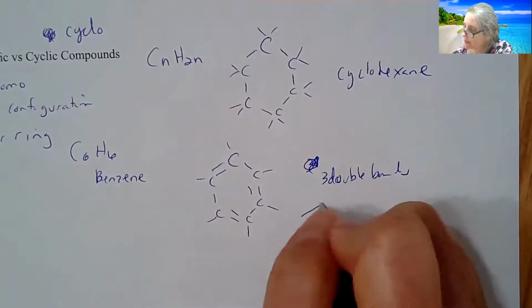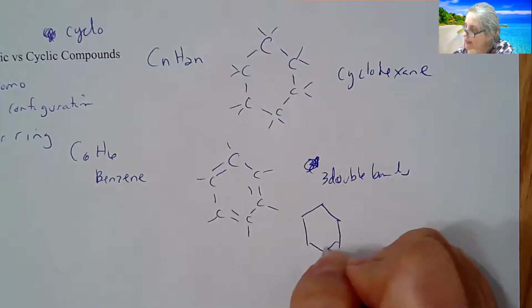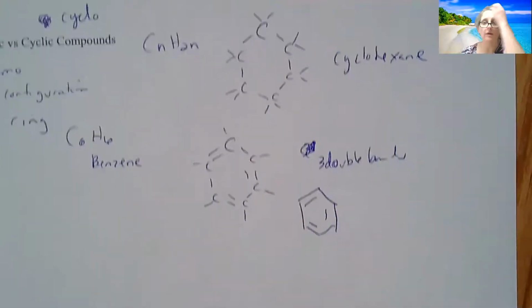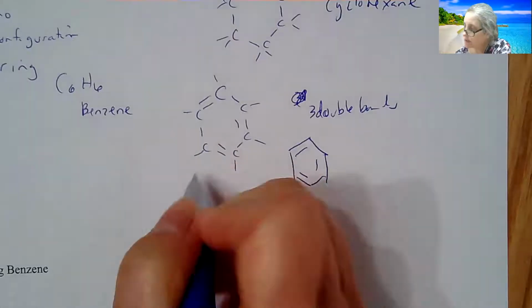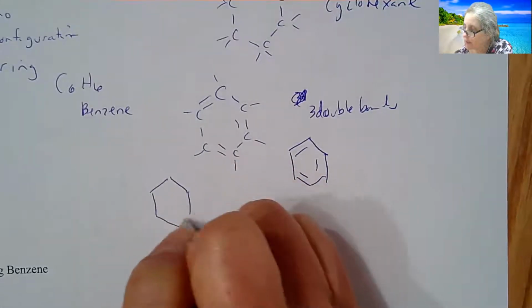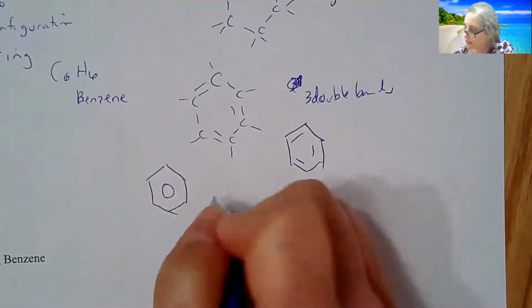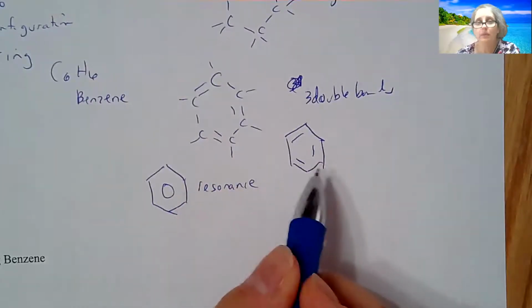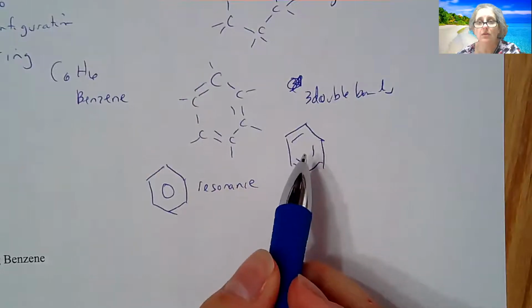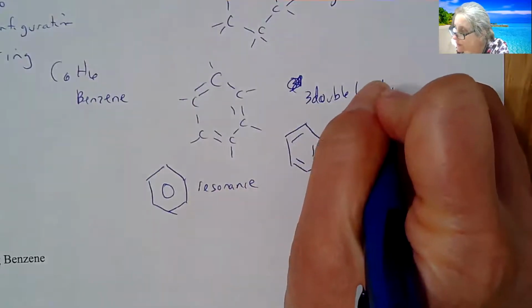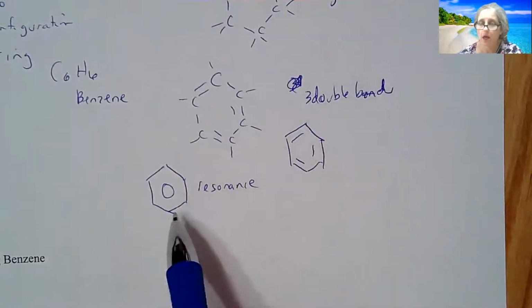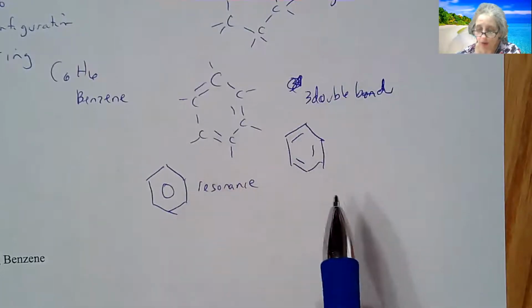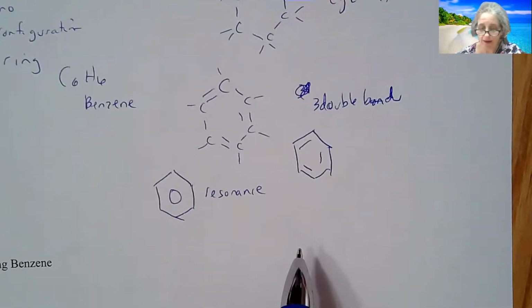Okay, another way you will see benzene is a hexagon with 3 double bonds drawn in there. Or you could also see a hexagon with a circle in it. And that's because this has what we call resonance. That means those 3 double bonds are throughout the whole structure, okay? So any which way you draw benzene is going to be fine, okay?